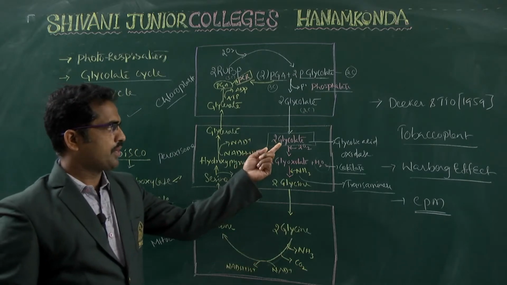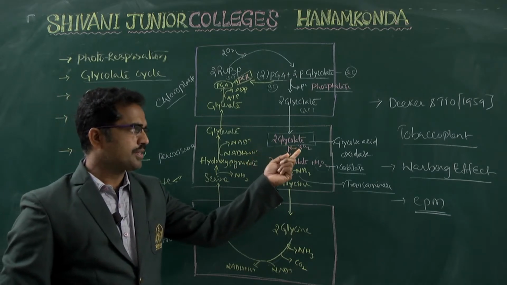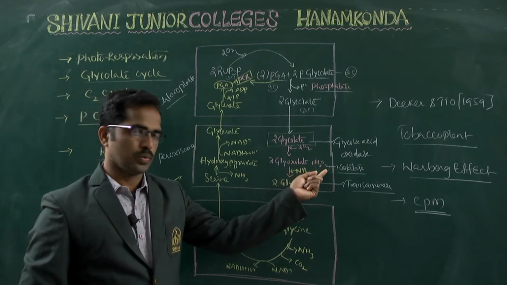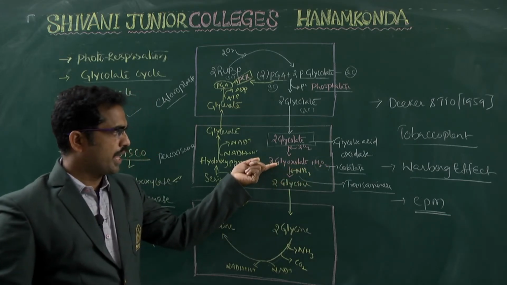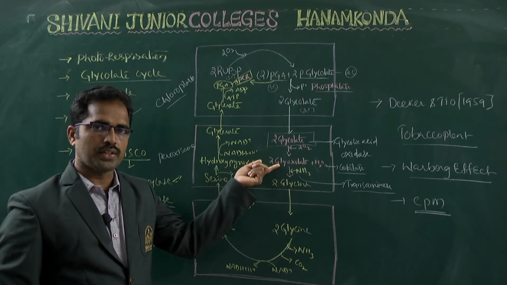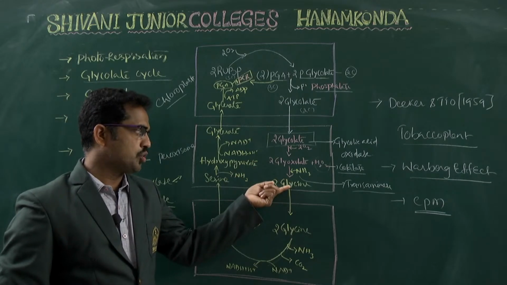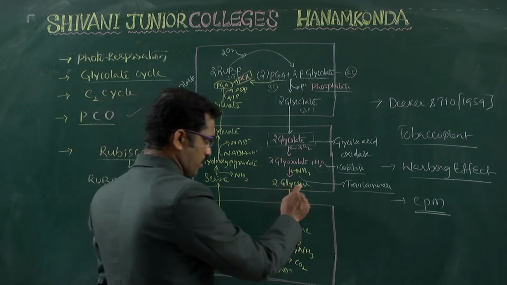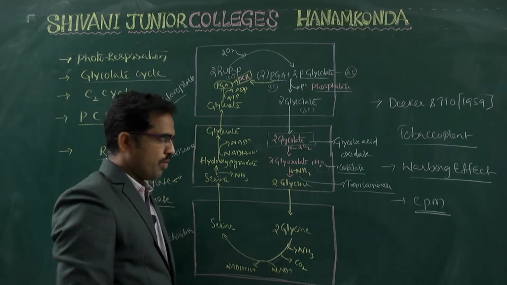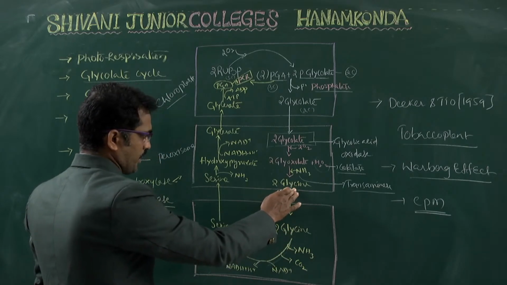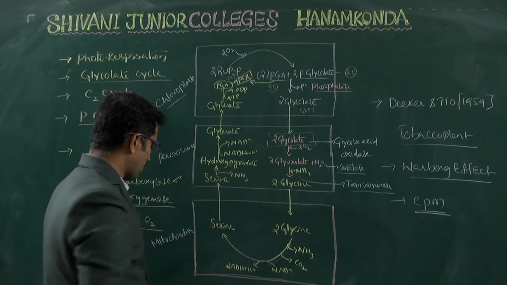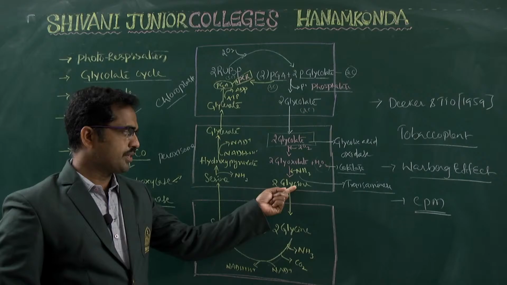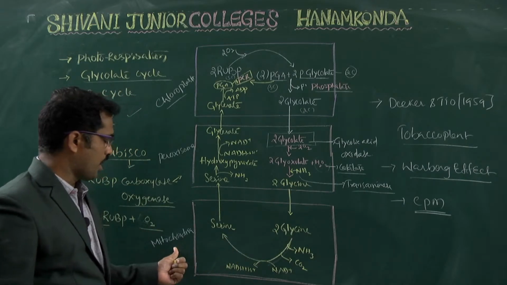After the formation of glycolate, there is an oxygenation. It forms glyoxylate and H2O2. After that, this glyoxylate undergoes a transamination reaction, and we will get the two molecules of glycine. These are the 2 carbon compounds, 2 molecules of glycine. Now, after the formation of glycine, this glycine diffuses into another cell organelle, that is the mitochondria.